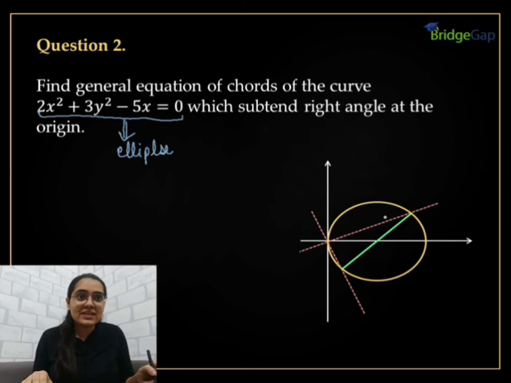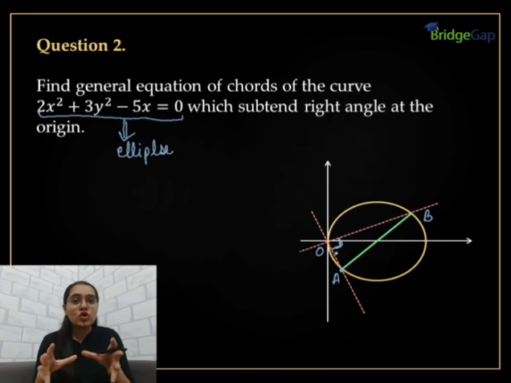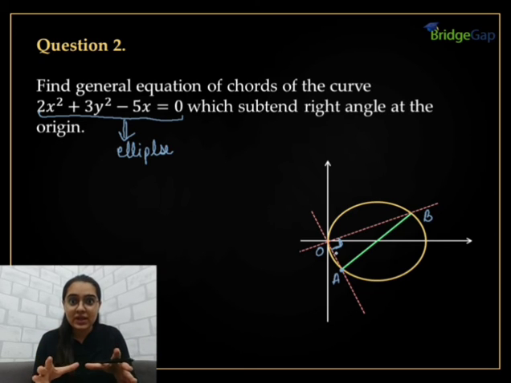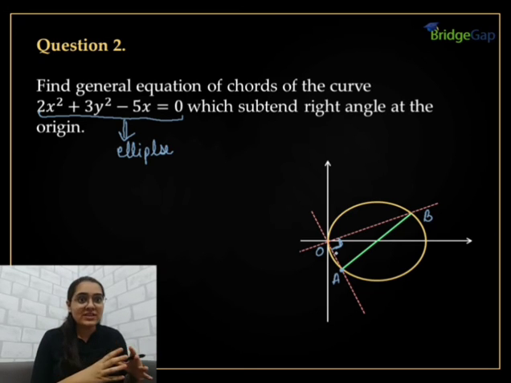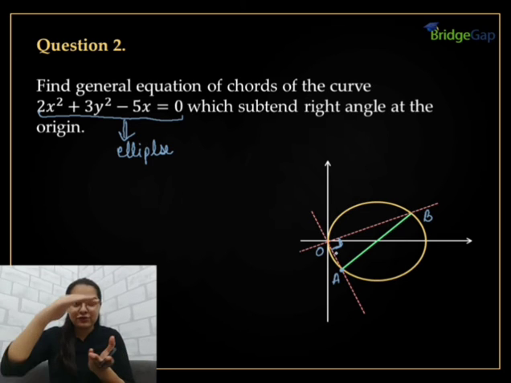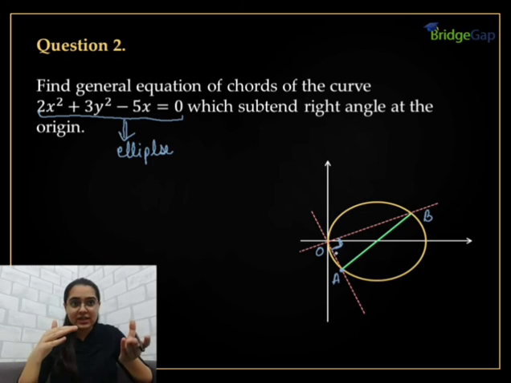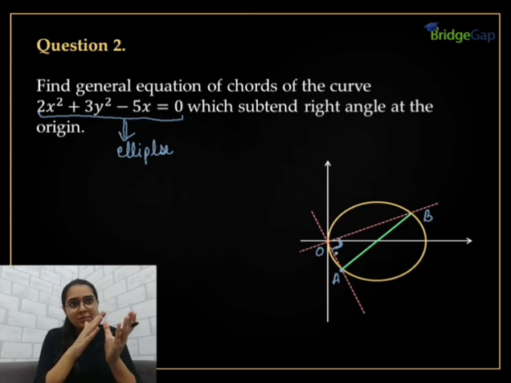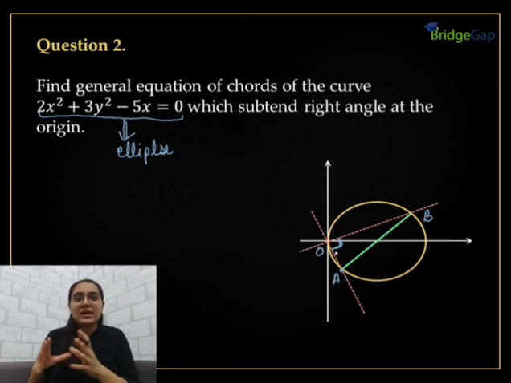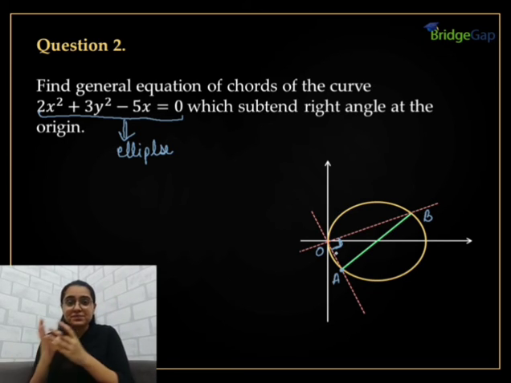That means these are the lines intersecting, passing through OA and OB, and these lines are perpendicular to each other. So such chords of this ellipse, okay, there will be many chords like this. This is not the only example. If you rotate this chord, you will get multiple chords that make a 90-degree angle at the origin.